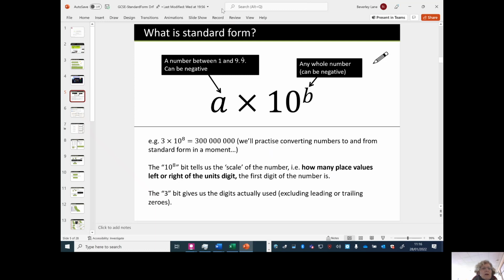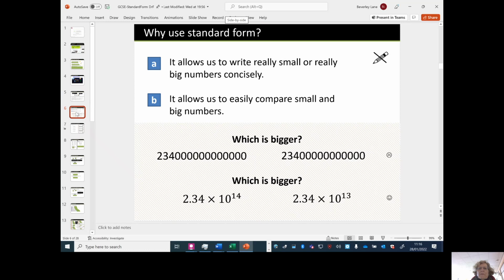Okay, so why do we write numbers in standard form? Have a look at these two numbers on the screen. If you look at the 2, 3, 4 with loads of zeros and the other 2, 3, 4 with loads of zeros, it's quite hard to tell which of those two numbers is the bigger one at a glance. Whereas if you write those two numbers in standard form, so 2.34 times 10 to the power 14 and 2.34 times 10 to the 13, then it's fairly obvious that the one on the left is bigger. So it's very easy to see with standard form numbers which one is bigger, just by comparing the powers.